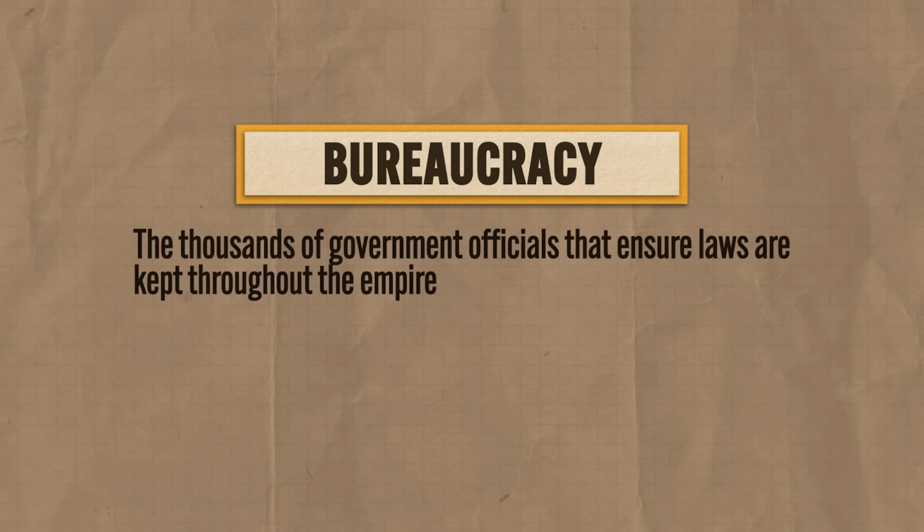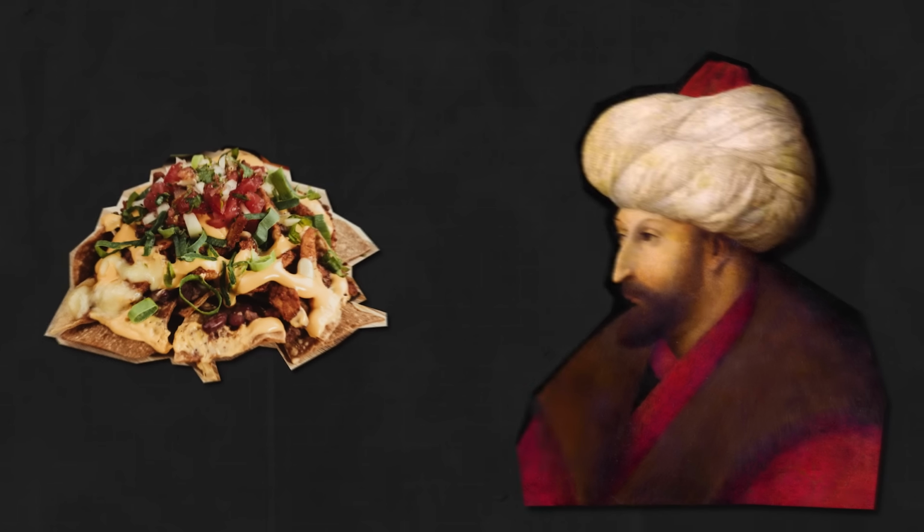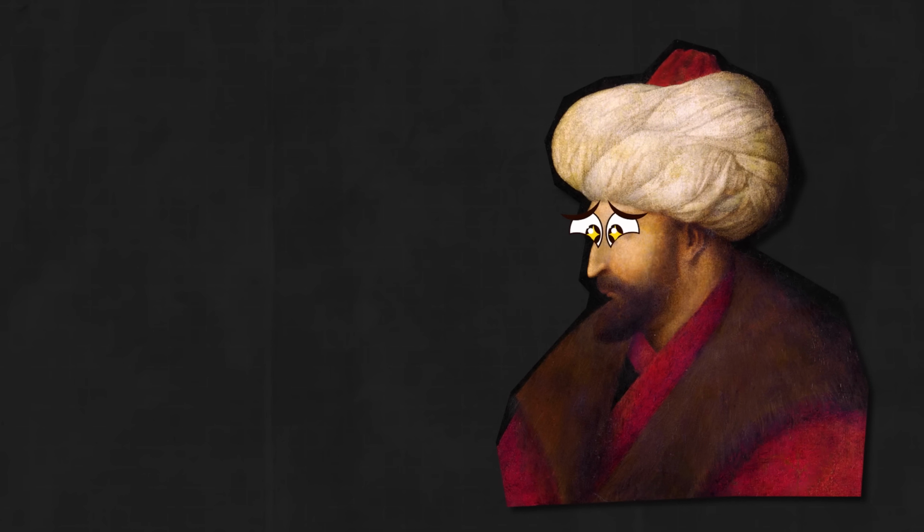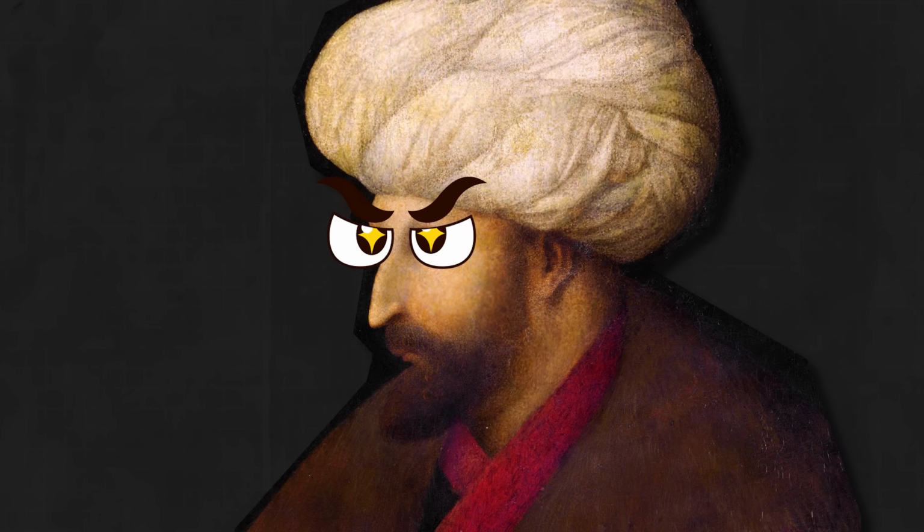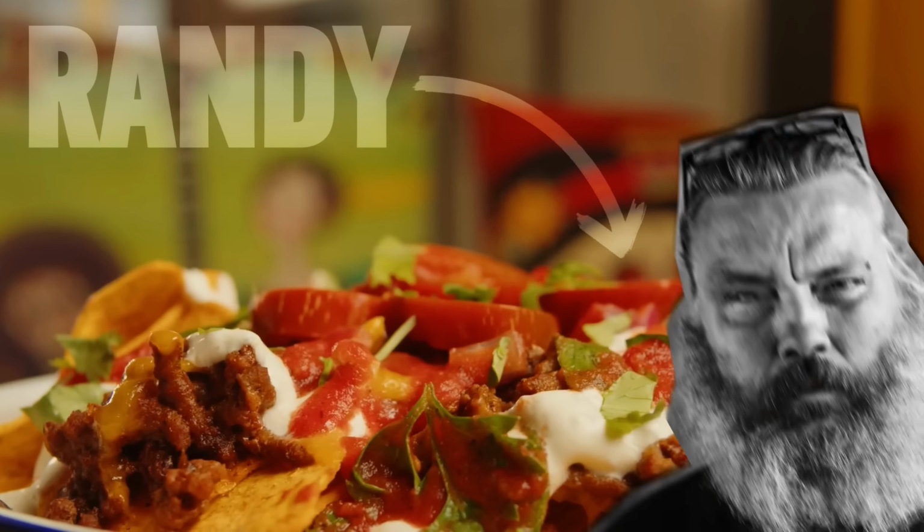And in case you forgot, a bureaucracy includes the thousands of government officials that ensure laws are kept throughout the empire. So, if the emperor got the runs after eating some old nacho meat and decided that nachos are now illegal in my empire, well, how is he going to ensure that nobody in his giant honking empire is eating nachos? Like, he's not going to be knocking on everyone's door just to make sure, so that's what the bureaucracy is for. Thousands and tens of thousands of the emperor's officials spread out to make sure that Randy isn't crushing a plate of nachos. Hey, is that cheese on your chin? Oh. All right, kill him.